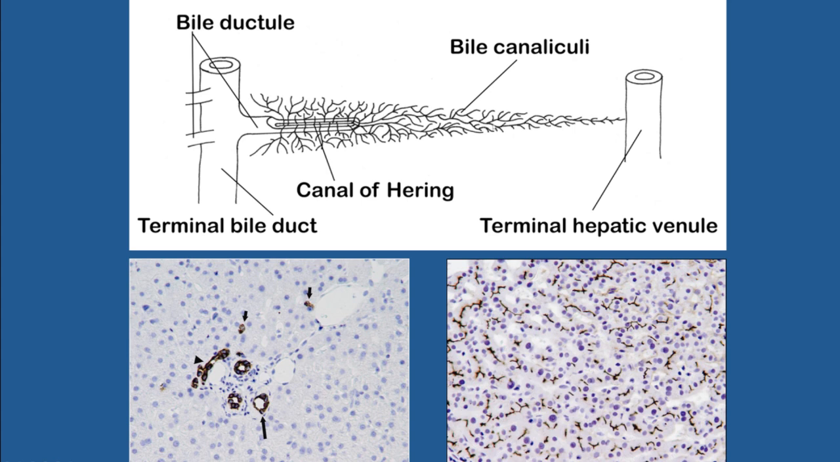Also, the bile canalicular network in the lobule can be highlighted by immunohistochemical stains using antibodies to antigens that are present on the bile canaliculi. So some of the antibodies that we can use are those against polyclonal CEA, CD10, villin, and they will highlight the bile canaliculi very well.